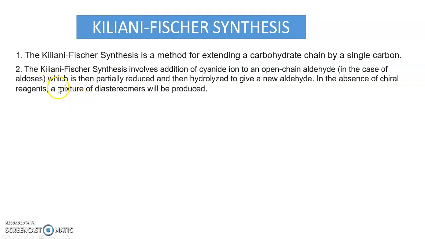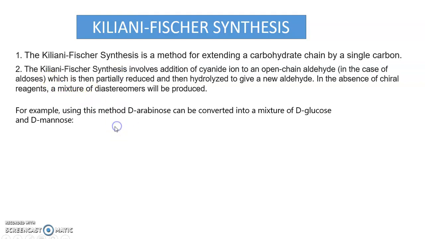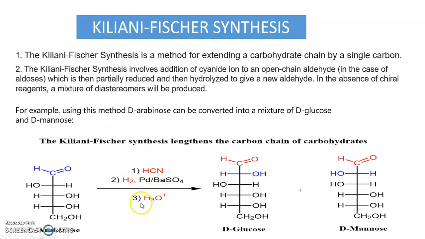Now what happens in this reaction actually? I will write down the reaction first of all. Here is an example: the conversion of D-arabinose into D-glucose and D-mannose. D-arabinose has 5 carbon atoms, 1, 2, 3, 4 and 5, and D-glucose and D-mannose have 6 carbon atoms. So there is an increase of 1 carbon atom.